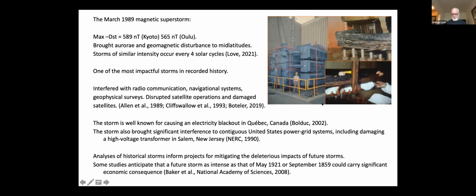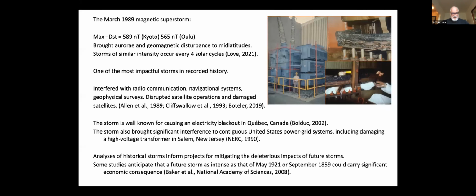And this is actually a picture of some of the effects of this storm. That's a high voltage transformer. This fellow is standing in front of it. And here we have the interior of that transformer after the magnetic storm. It caused this transformer to overheat due to geomagnetically induced currents, and actually damage that transformer. So that's a kind of a visual manifestation of the effects that a magnetic storm can have.